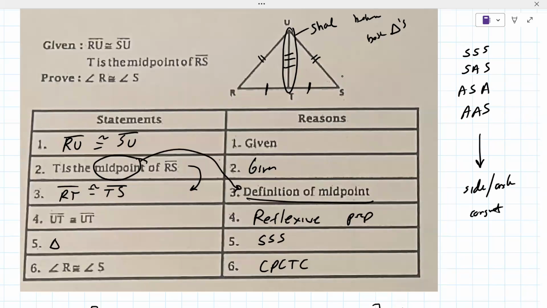Would it be, for side, it's congruent to... SUT? That does work. All right, any questions on that? No, I'm understanding so far. Cool.